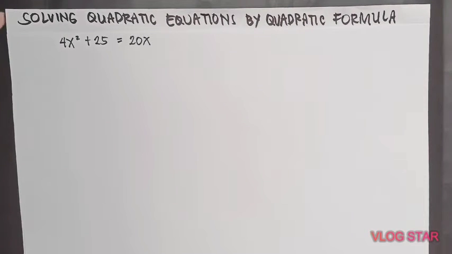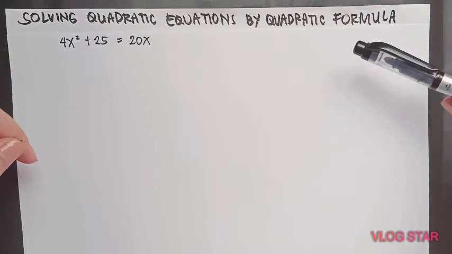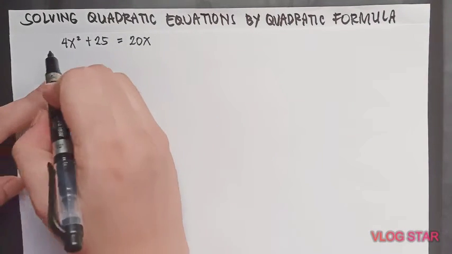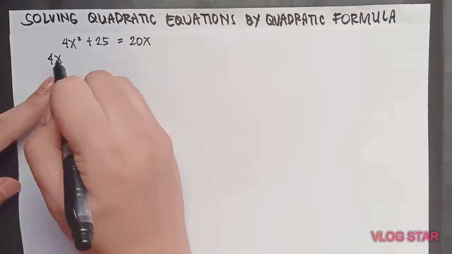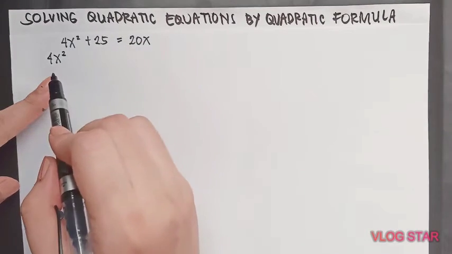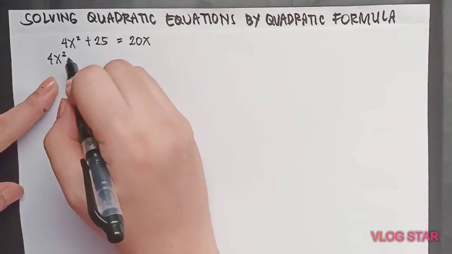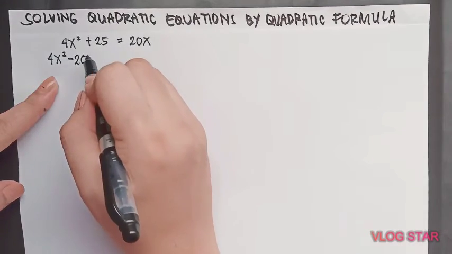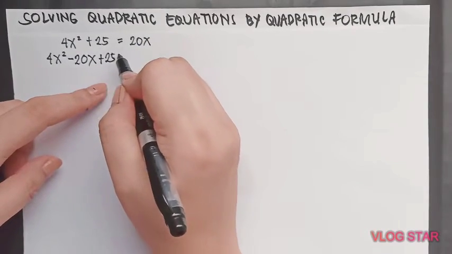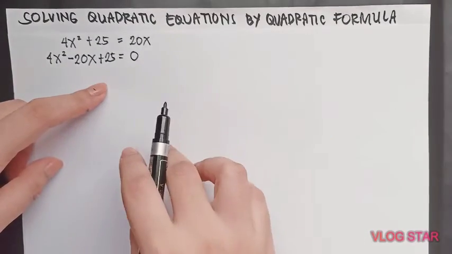Hello, we have here a quadratic equation that will be solved using the quadratic formula. But since it is not yet written in standard form, let us first transform it into that form. And this will become 4x squared. Here is our bx, so let's move it to the other side of the equal sign. So we're going to have negative 20x plus 25 equals 0.